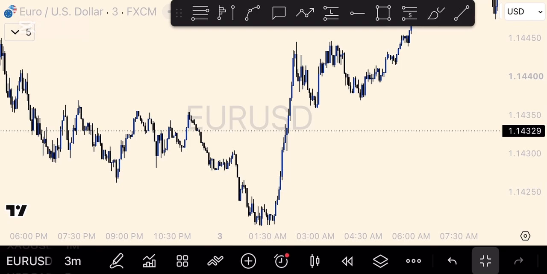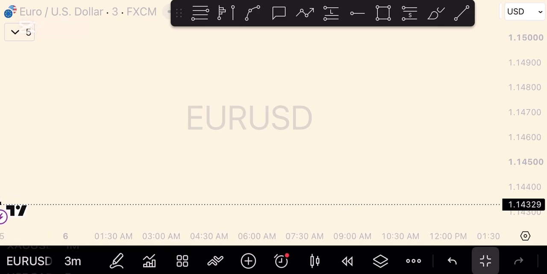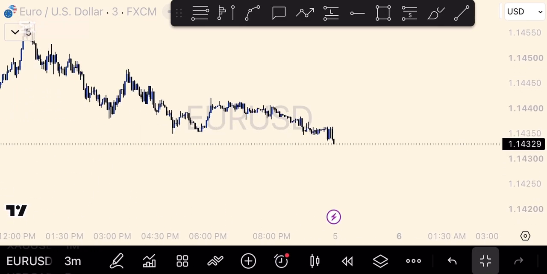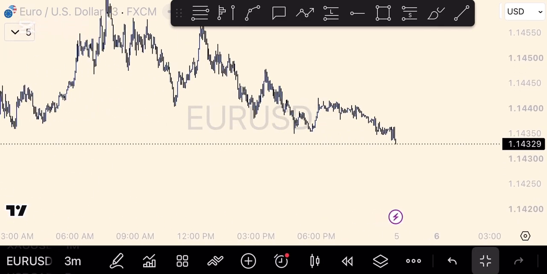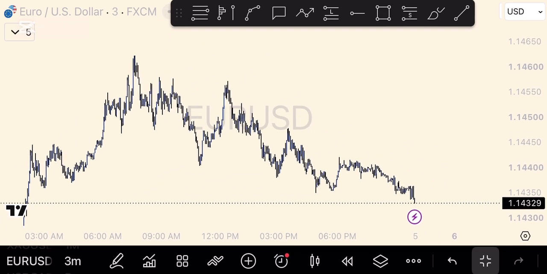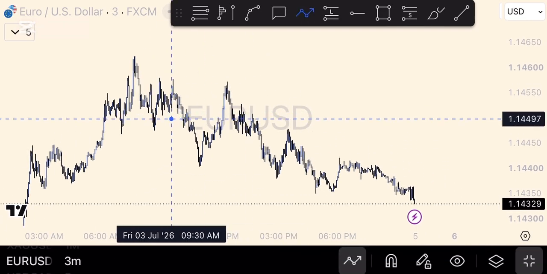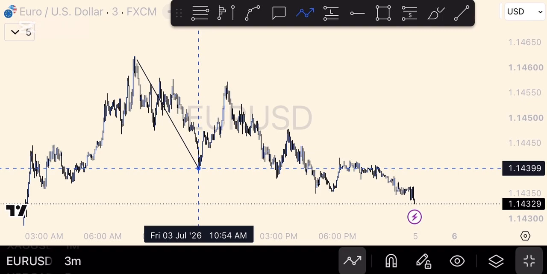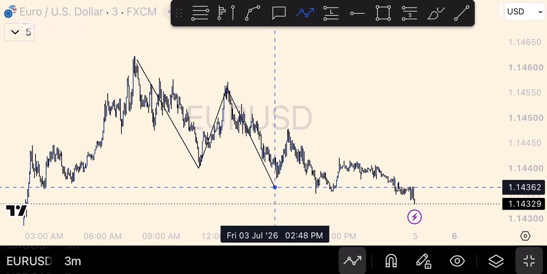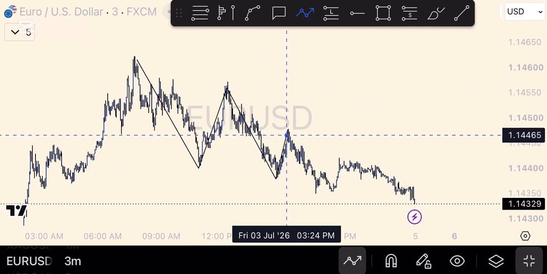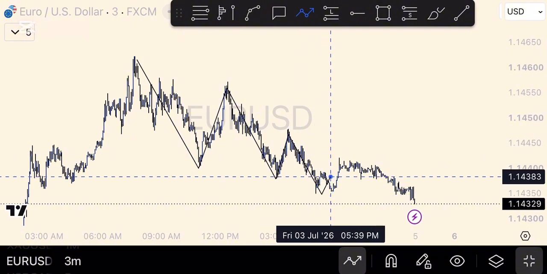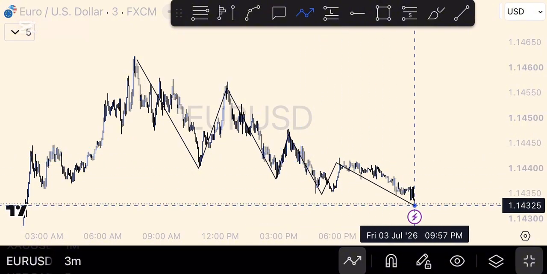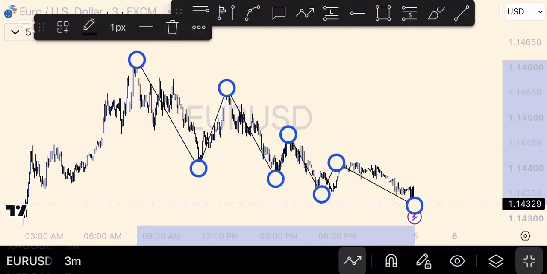So when looking at the chart right now, we can see we are in a downtrend. Confirmation with a series of breaks of structure: the swing high, the swing low, the swing high, the swing low, the series of break of structure.